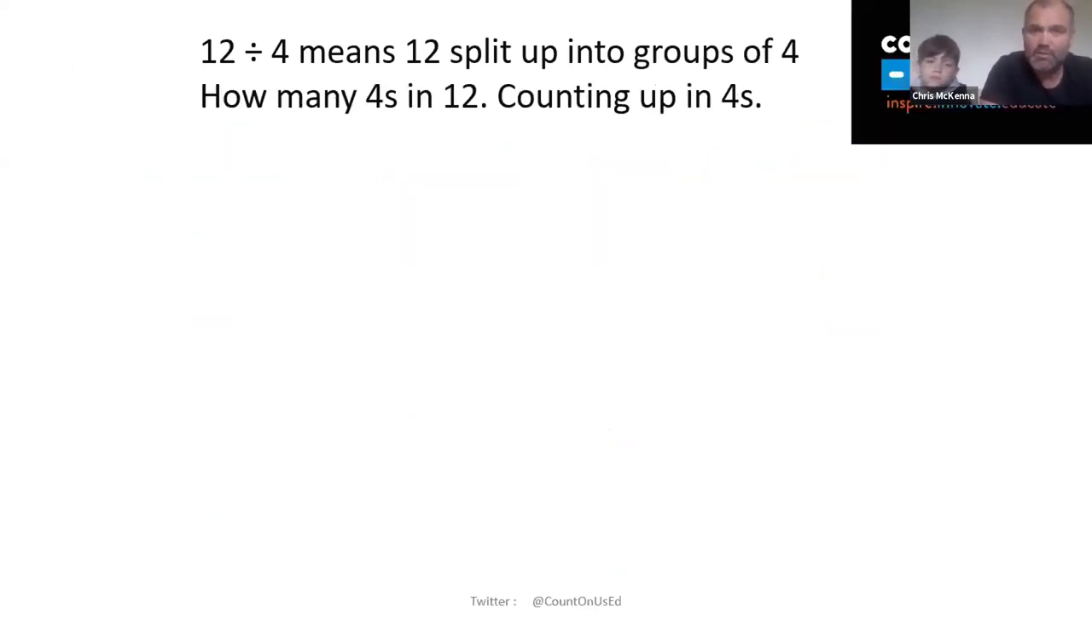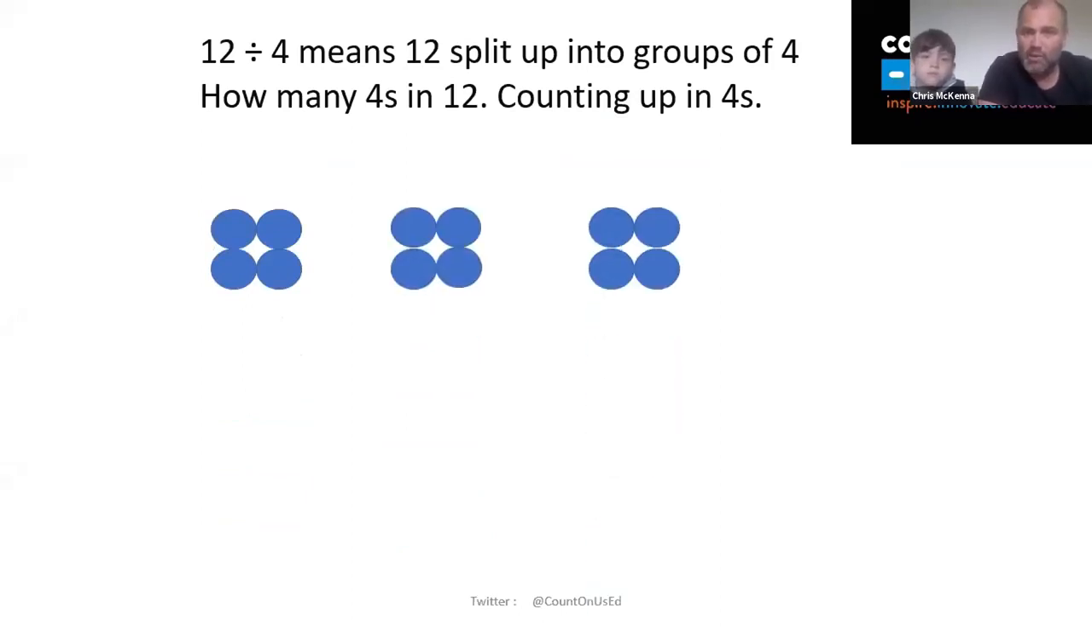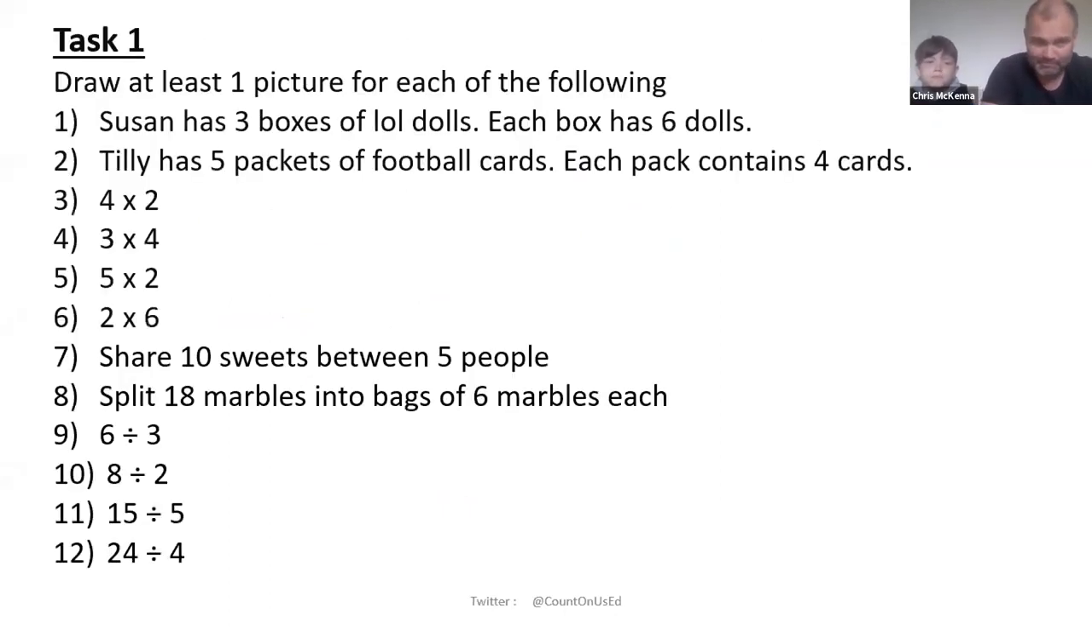But there's another way you can think about 12 divided by 4. You can think of it as 12 split up into groups of 4. So how many 4s are in 12? We're counting up in 4s. Again, we can think of biscuits. We've got 12 biscuits and want to put them into packs of 4 for your packed lunchbox or something. So here we could say, there's 4, 8, 12. So 12 divided by 4, how many groups of 4 is that? We can see the answer is 3. So again, we're looking at division in 2 different contexts: either split up into 4 groups, or into group sizes of 4.